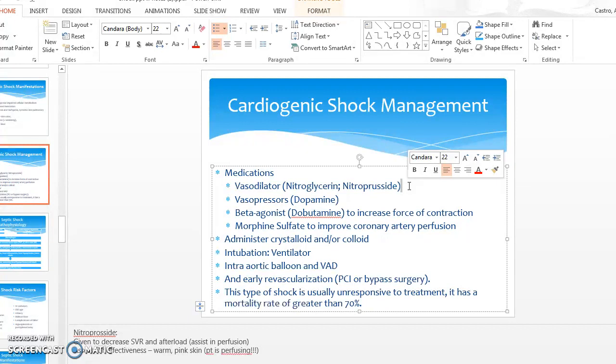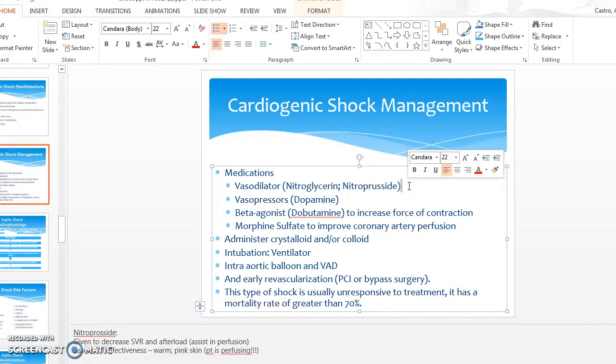So both dopamine and dobutamine can be involved in this. And morphine to help increase coronary artery perfusion. We give fluid volume. These people need to be intubated because they can't respiratorily support themselves. May put in an intra-aortic balloon pump, which if you remember, was to help reduce systemic vascular resistance, or a VAD. So that's basically an external heart.